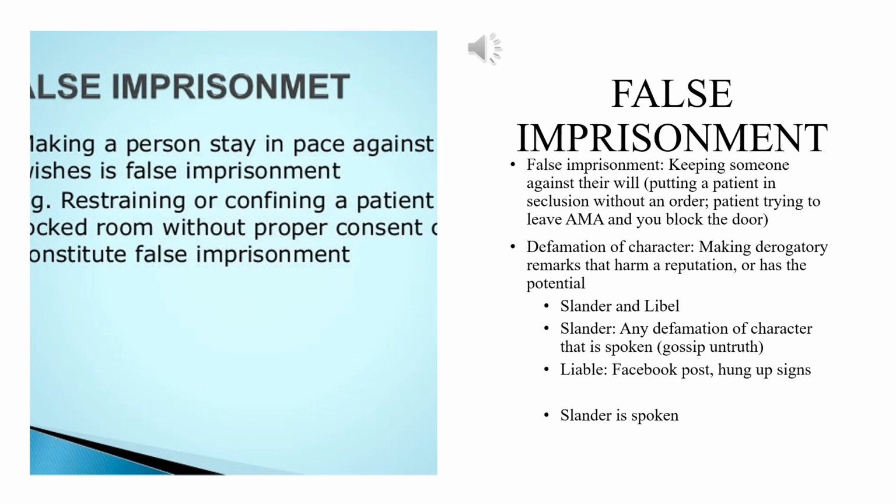This means making derogatory remarks that harm a reputation or has the potential to harm a reputation. Under this falls slander and libel. Slander is any defamation of character that is spoken, such as gossiping untruths about people. So slander starts with an S, and it's about speaking. We have to speak this out loud. Versus libel, this is any written falsification about a person, such as posting it on Facebook, hanging up signs, handing out flyers. This is libel, and it's written down, versus slander, which is spoken.